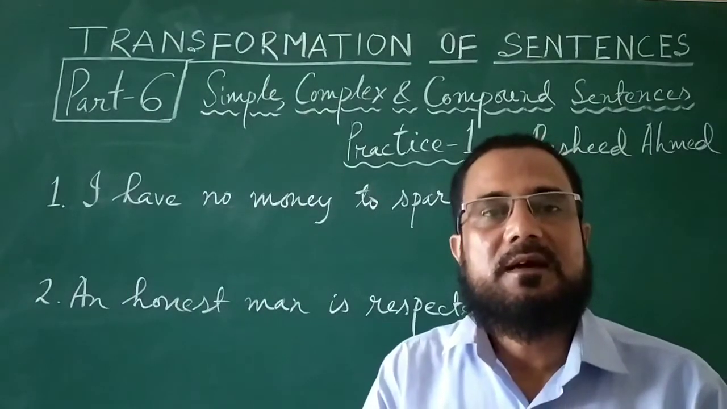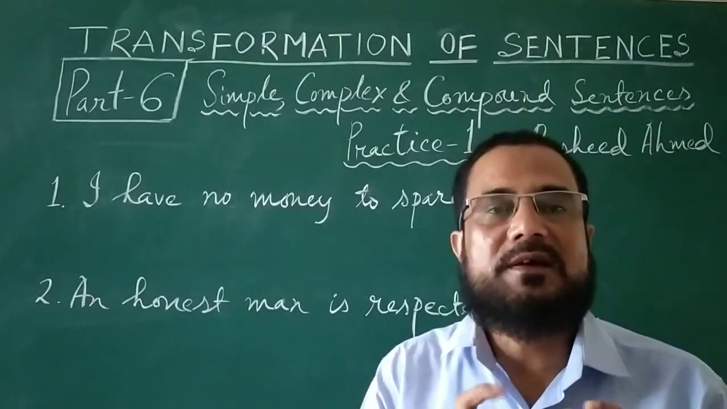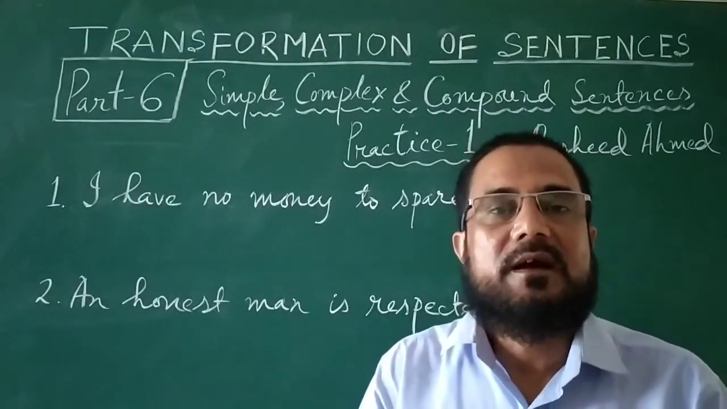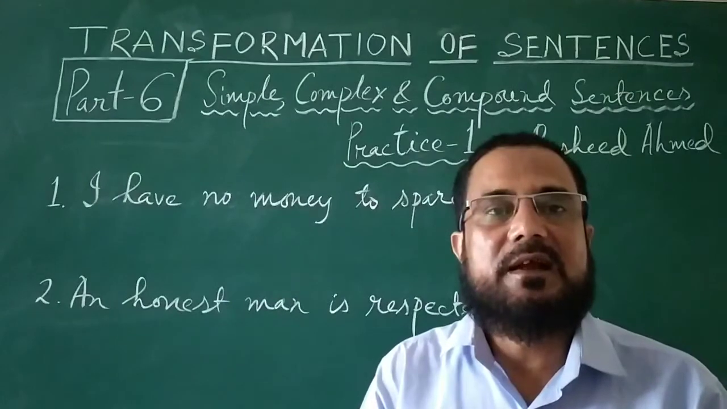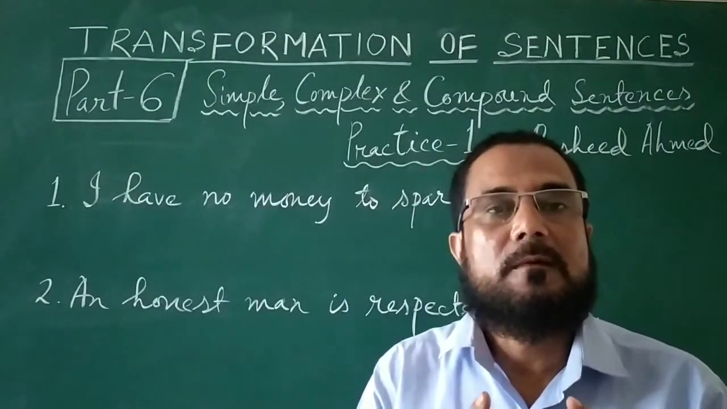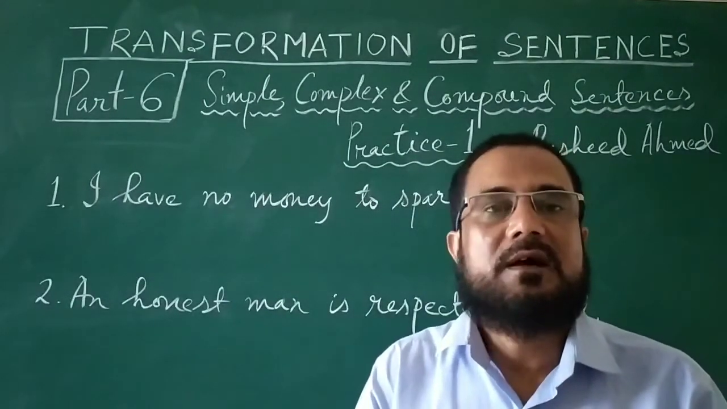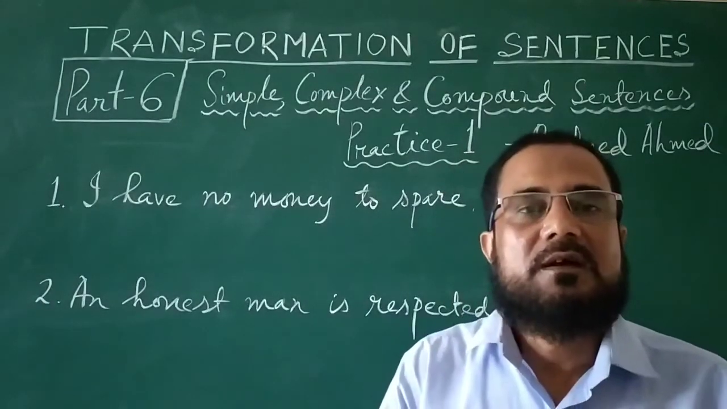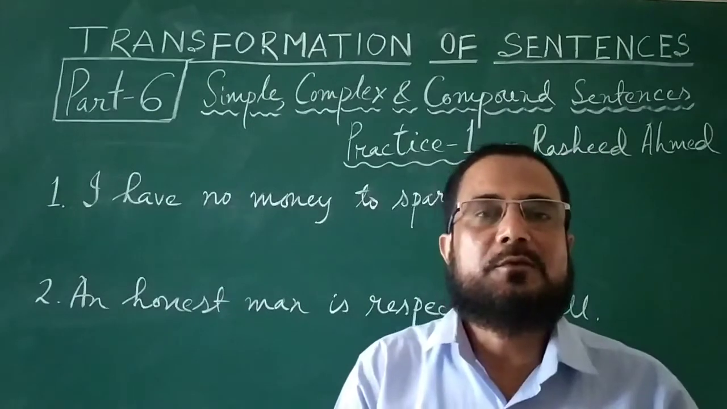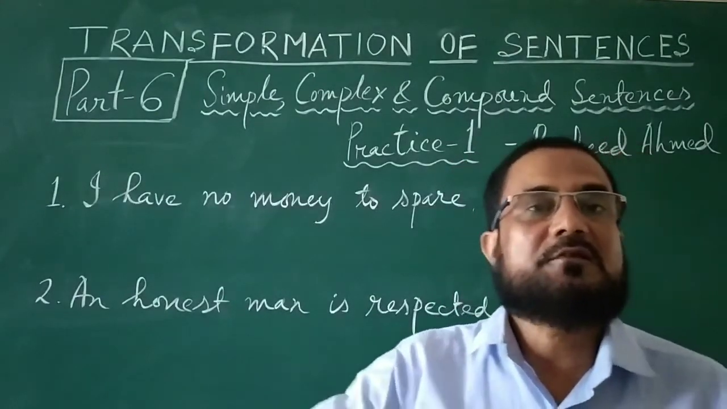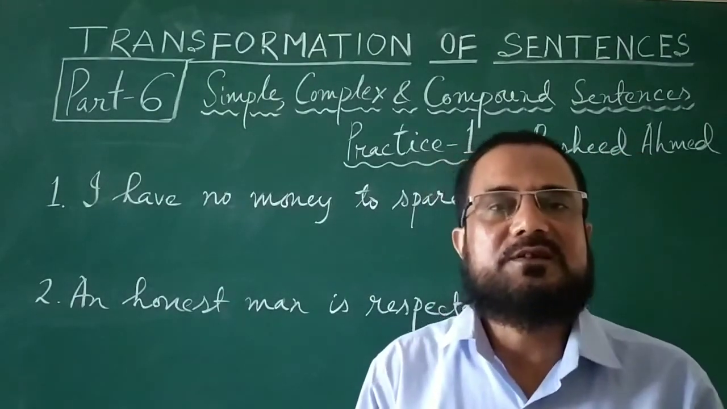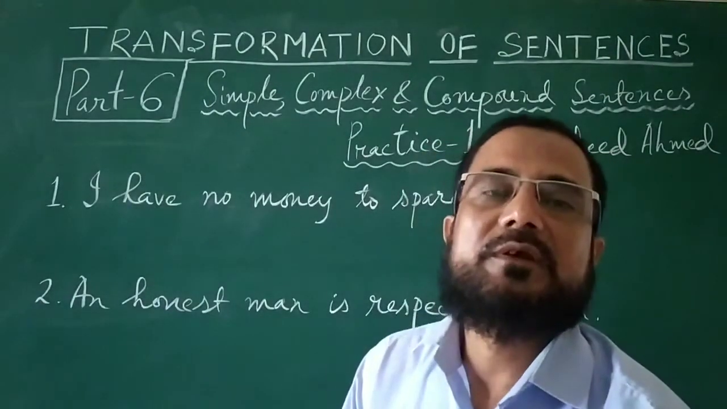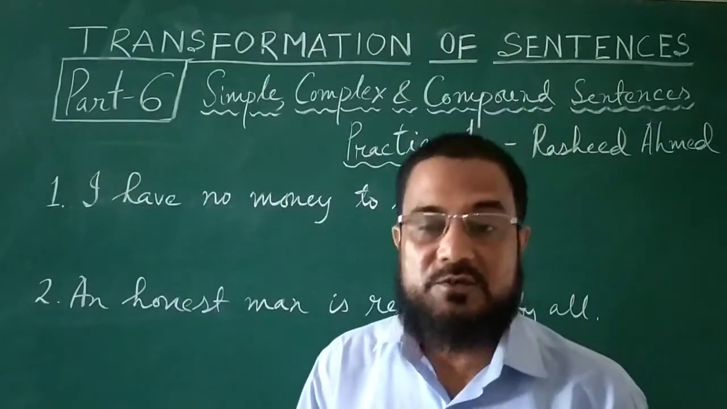I told you that a simple sentence has only one finite verb, that is, only one clause, one subject and one predicate. And in a complex sentence, there are at least two finite verbs. There should be two clauses, one main clause and one subordinate clause. What is this main clause, what is this subordinate clause, what is a non-finite verb and what is a finite verb? All these things were discussed in the last video. So let us start changing between simple, complex and compound sentences today.